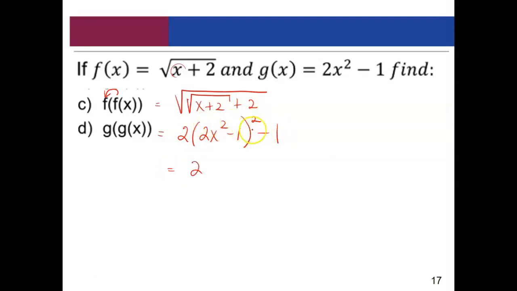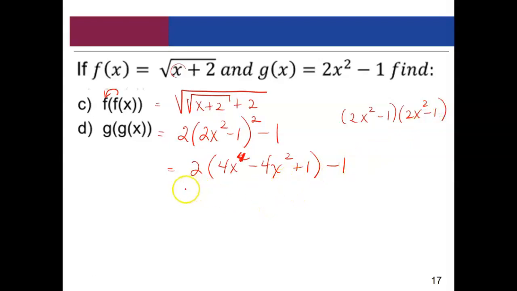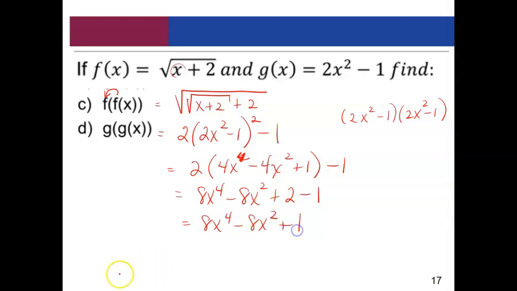And if it's a polynomial like this, I would like for you to go ahead and simplify it. Fold this out, this will be 4x to the 4th minus 4x squared plus 1. And you could get what I just did by doing 2x squared minus 1 times 2x squared minus 1. So this will be 2 times that, actually, this will be 8x to the 4th minus 8x squared plus 2 minus 1. So 8x to the 4th minus 8x squared plus 1.